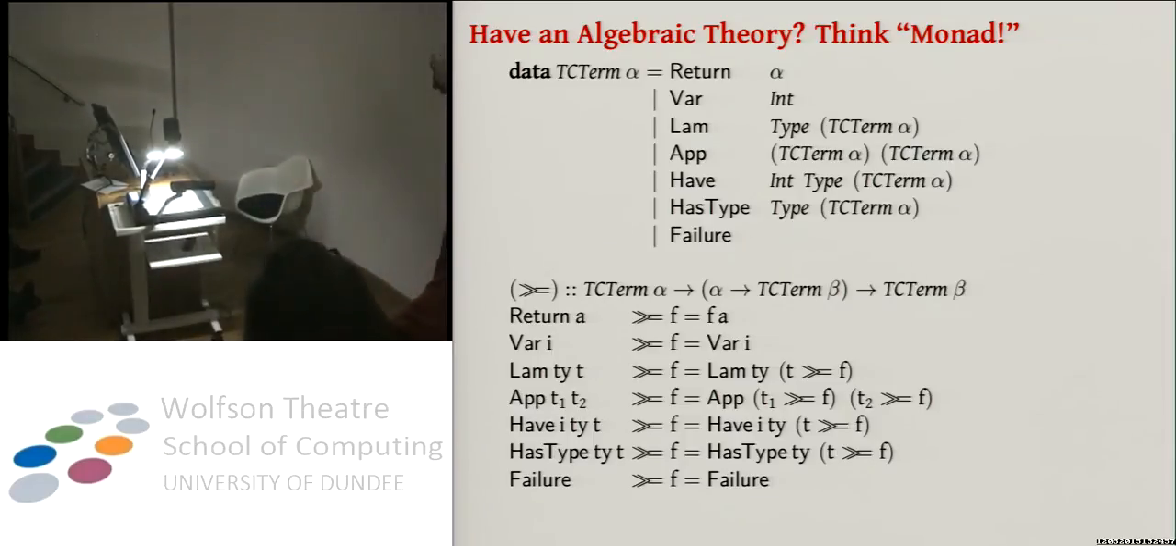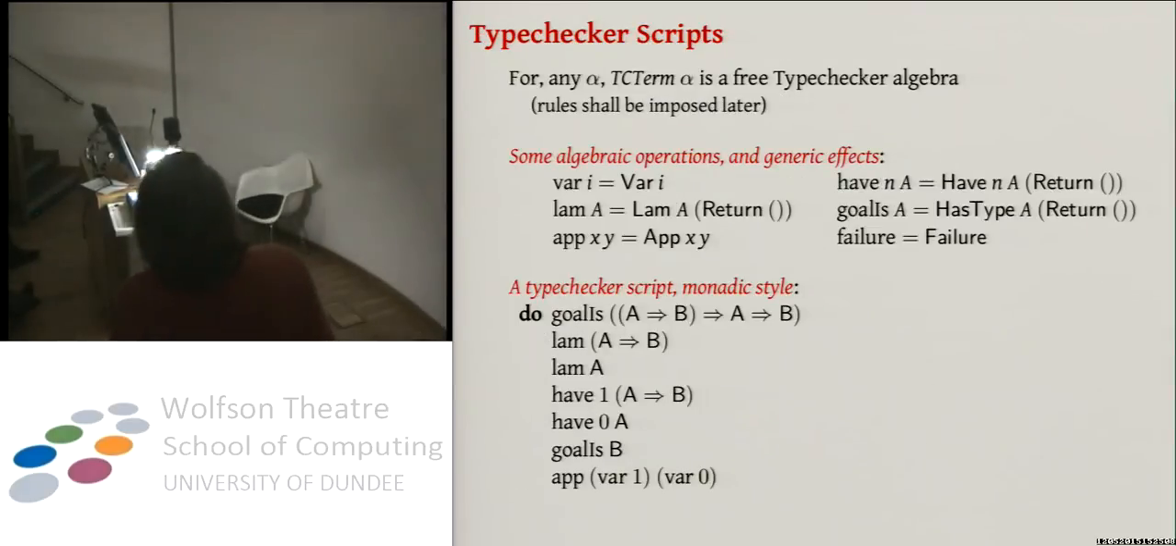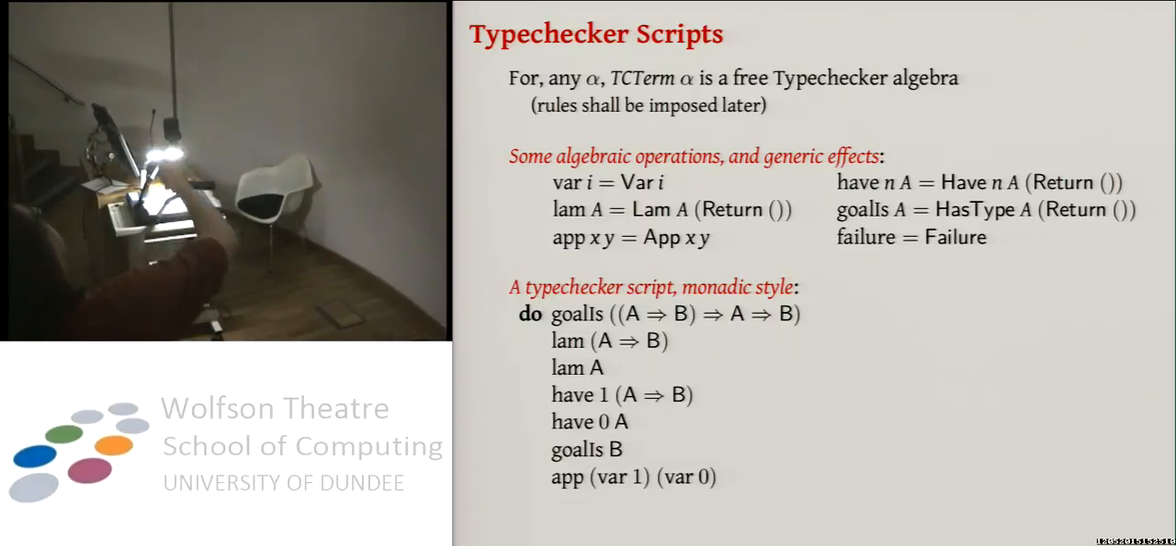And this is a free monad, and here's the bind operation. The bind basically just substitutes things in. For every time there's a return, we can substitute something in, so we can build up bigger and bigger type checking scripts. And now, for any alpha, TC term is the free type checker algebra with no rules.